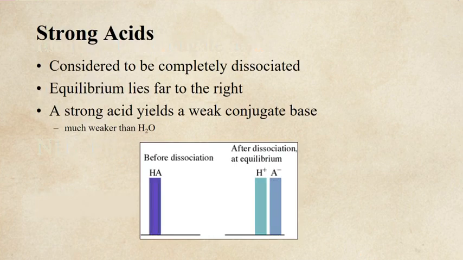Let's define strong acids. Strong acids dissociate completely in water, in theory. The equilibrium of these systems lies very far to the right. Most importantly, you'll see this questioned a lot: a strong acid will yield a weak conjugate base. What does that mean? The conjugate base is weak. Okay, so we'll come back to that.